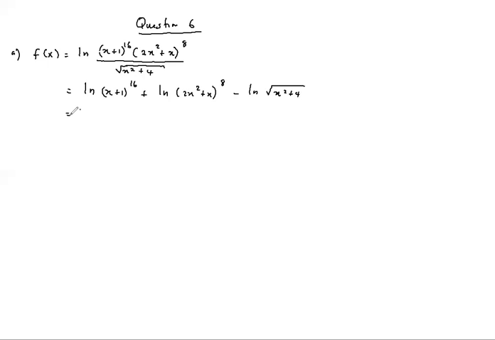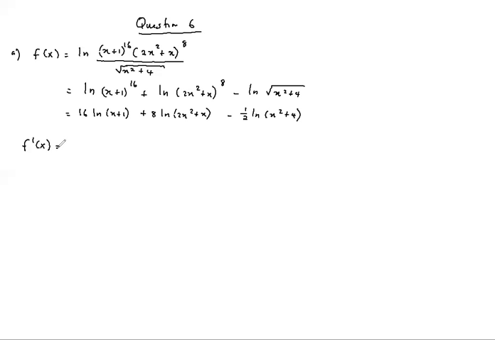You can simplify further. You bring 16 down and have ln (x plus 1). You bring 8 down and have ln (2x squared plus x) minus, you bring the half down. Remember that root is just the same as half, so that you have ln (x squared plus 4). You have now simplified. You can differentiate.